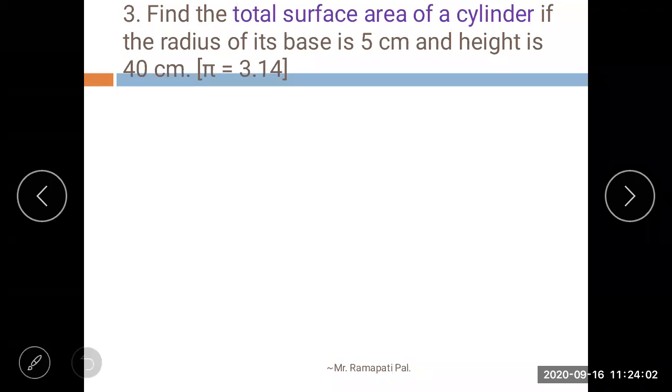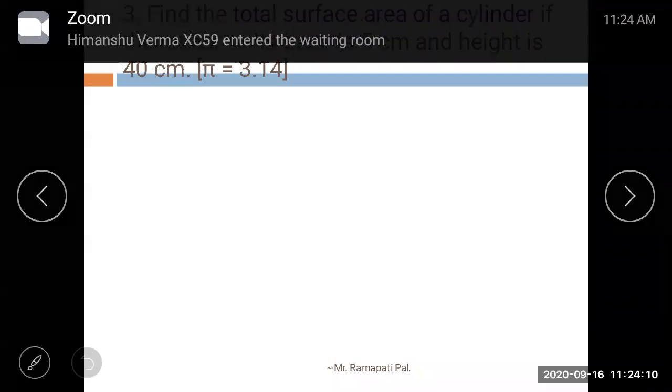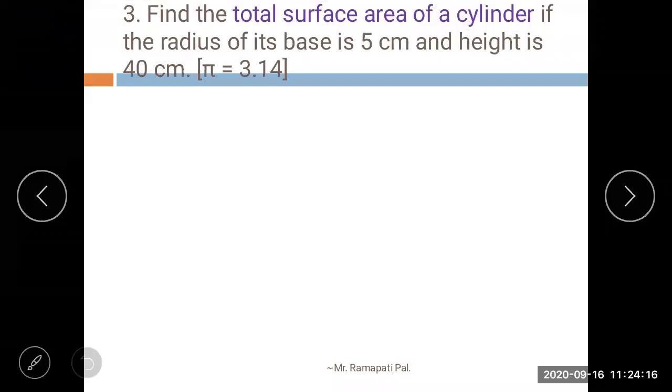So for the cylinder, radius is what? Yes, 5 centimeter. Height is what? 40 centimeter. What we have to find? Total surface area of cylinder. So total surface area of cylinder is what? Yes, 2 pi r plus h, r plus h will be in a bracket. Correct? So total surface area of a cylinder is 2 pi r in the bracket r plus h.